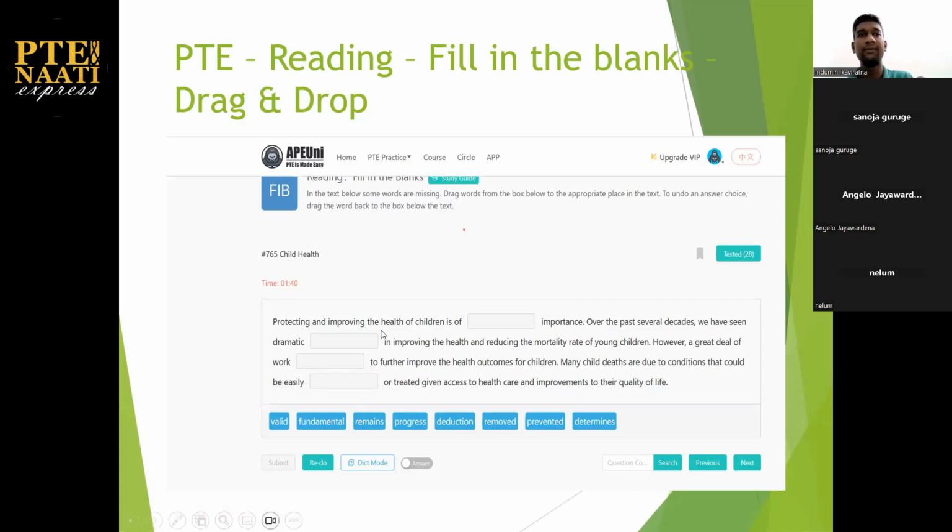Yes, protecting and improving the health of children is of blank importance. We need to quickly look at the options: determines important, the prevented important, the removed. Quickly looking through, there is a good word here: fundamental importance.